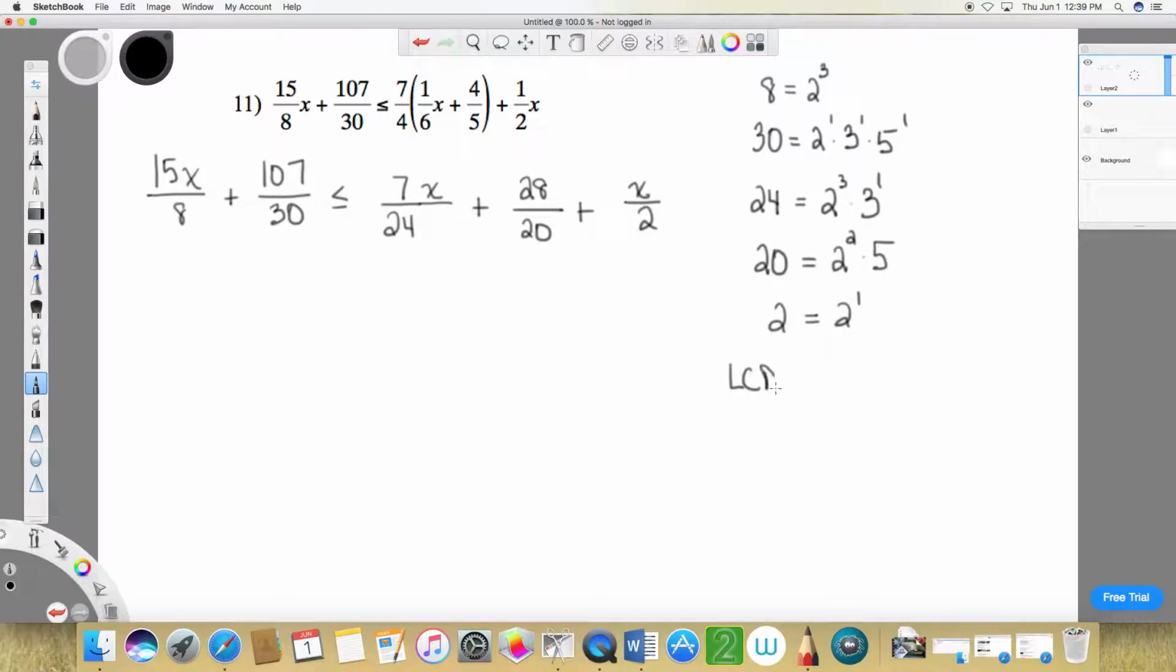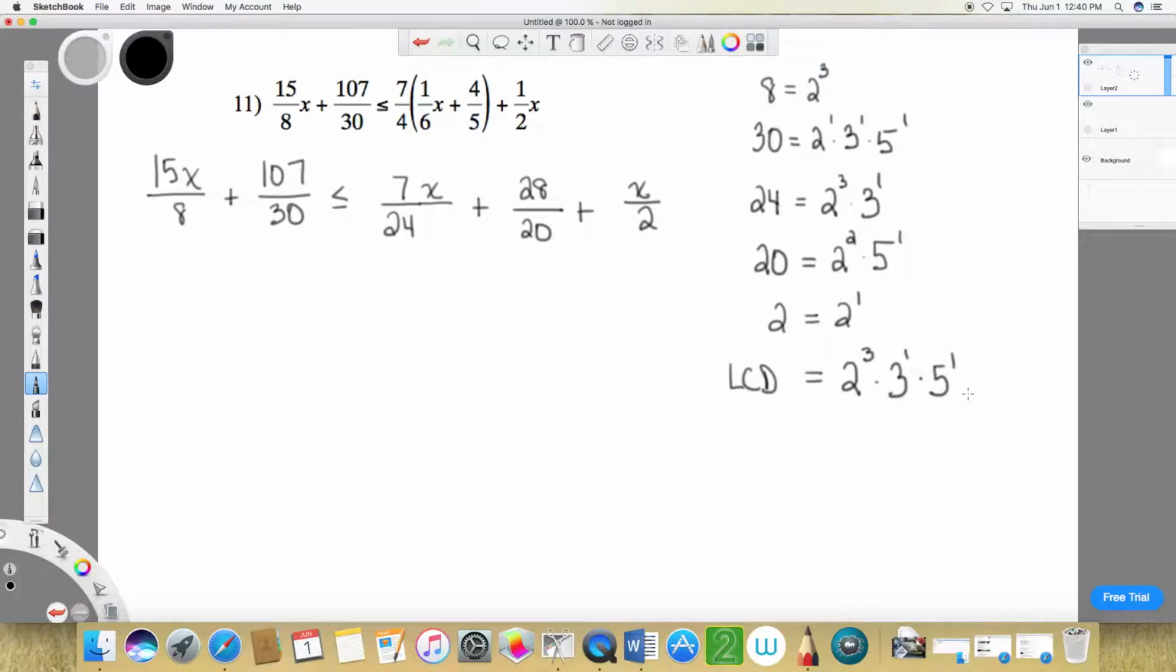So my least common denominator, well, I see that I have a factor of 2, and of all these exponents on 2, I can see that 3 is the largest exponent that 2 has. And I see that I have at least one factor of 3 in here, and the largest exponent on it is 1. So I've got 2 to the third times 3 to the first power. I see that I have a 5, and the largest exponent on it is also 1. And those are the only prime factors that I see. So my least common denominator is 8 times 15, and what is 8 times 15?